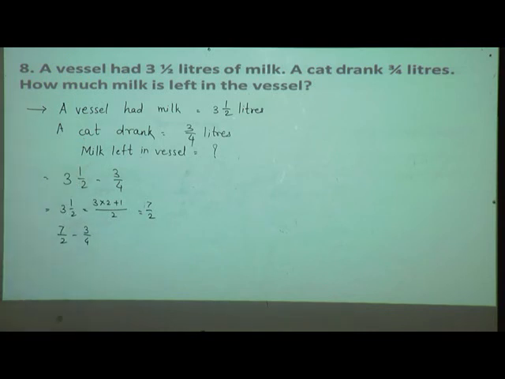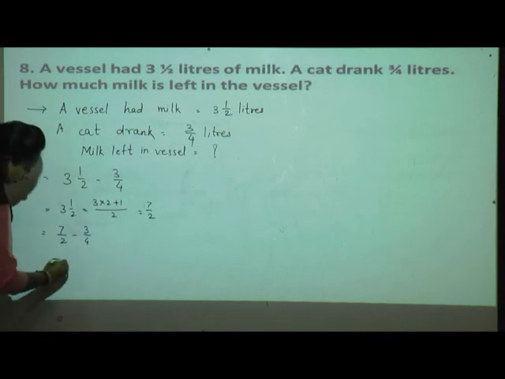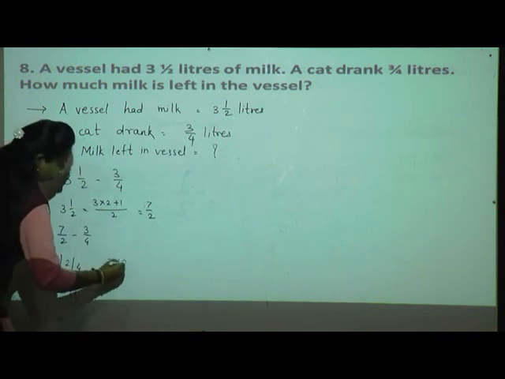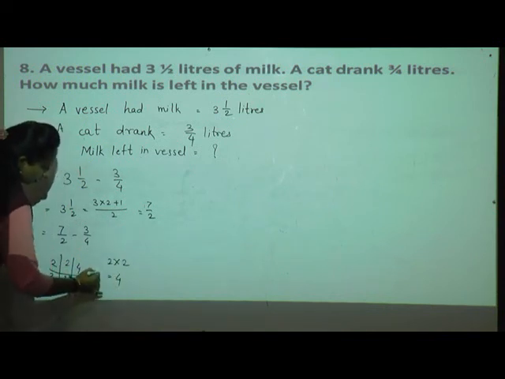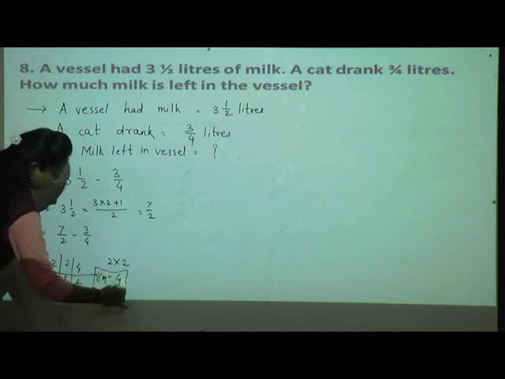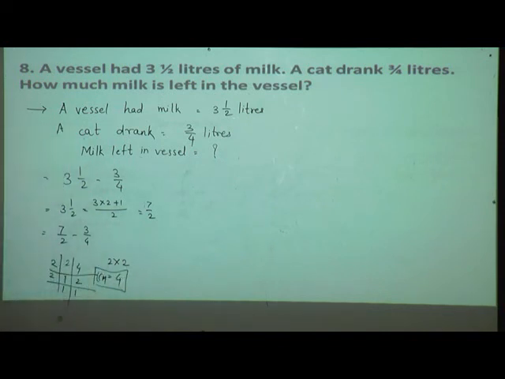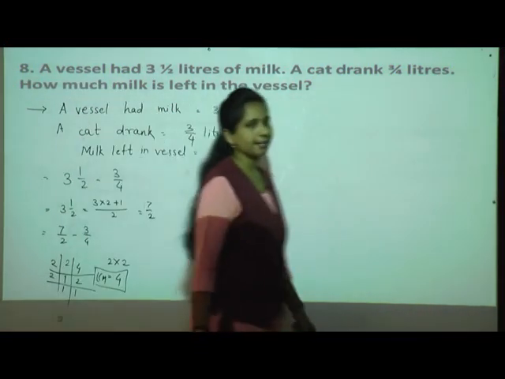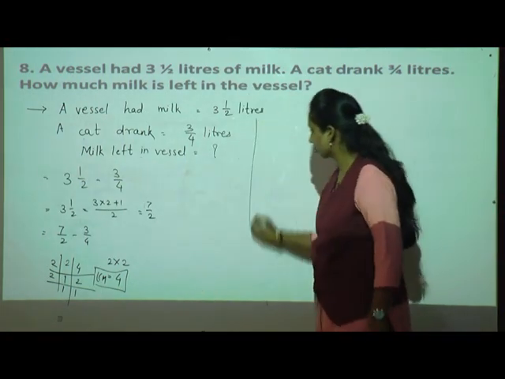Now see, the denominators are not the same. So what we have to do? We have to find the LCM of both the numbers 2 and 4. Now see here, 2 ones are 2, 2 twos are 4; 4 ones are 4, 4 twos are 8. So the multiples of 2 and 4 give a common multiple 4. So LCM of 2 and 4 is 4. Now what we have to do? We have to make the denominators the same for both numbers.